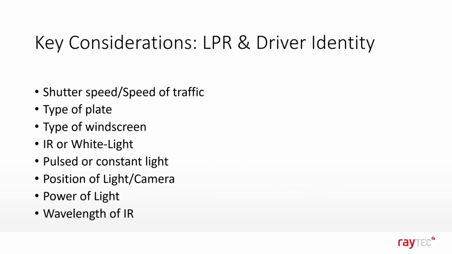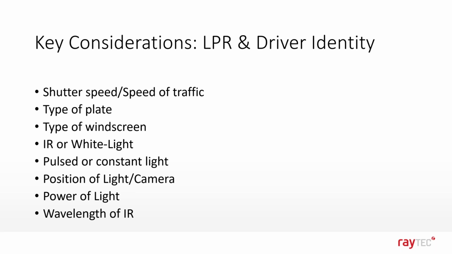So key considerations, obviously we talked about for general surveillance. We're now going to talk about the considerations for LPR and driver identity. So some different things you need to check. Shutter speed and the speed of the traffic is very important. Got a slide on that next, and how lighting impacts that.